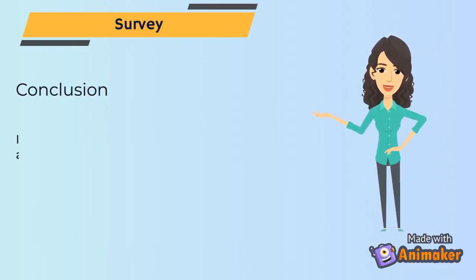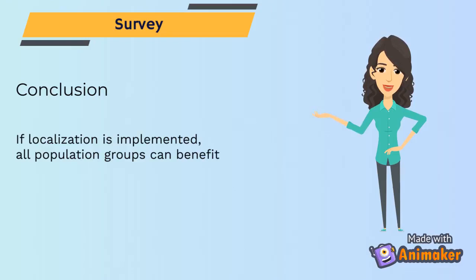So, from these two surveys, we concluded that if localization is implemented, all population groups can benefit as they are able to choose the preferred language to use the application. This concluded our research phase regarding the universal usability of application.